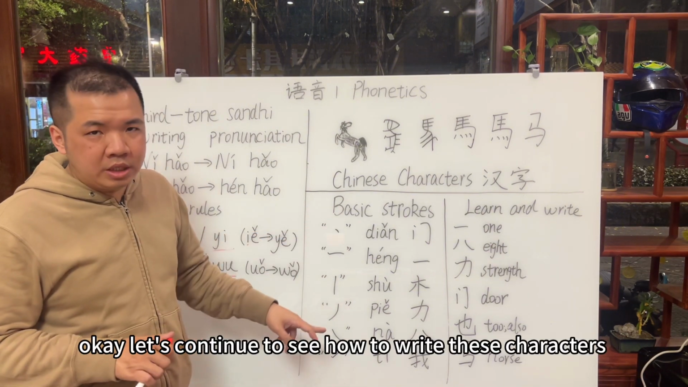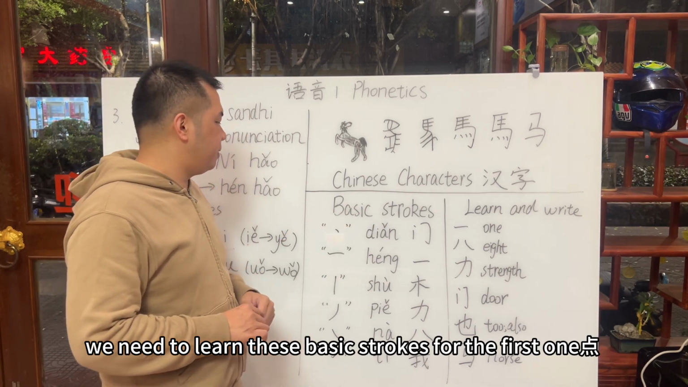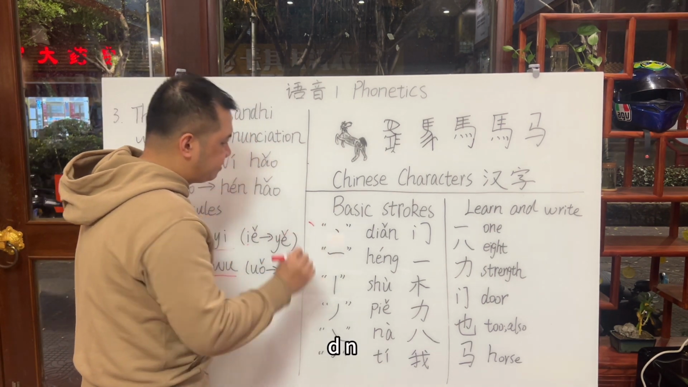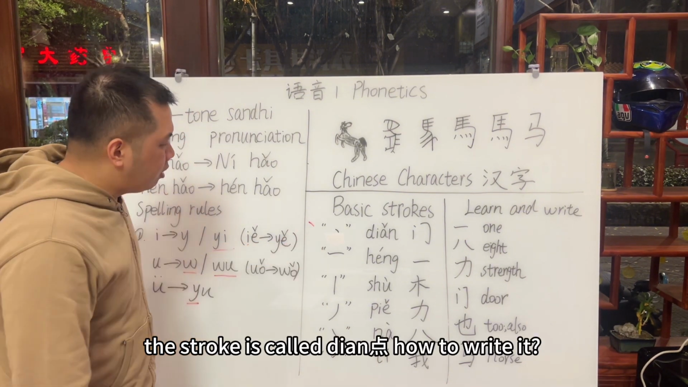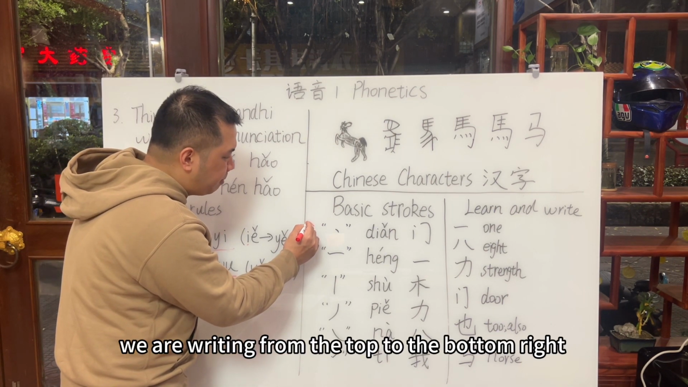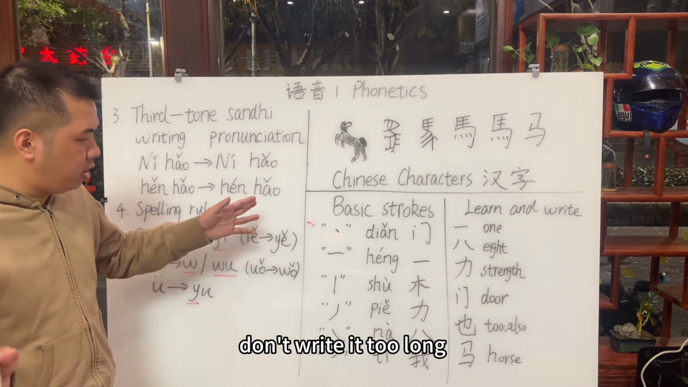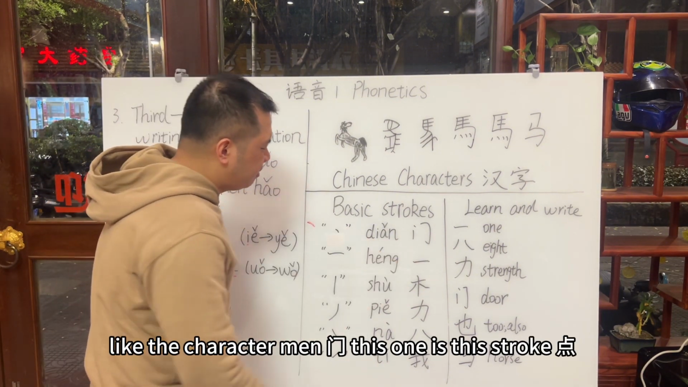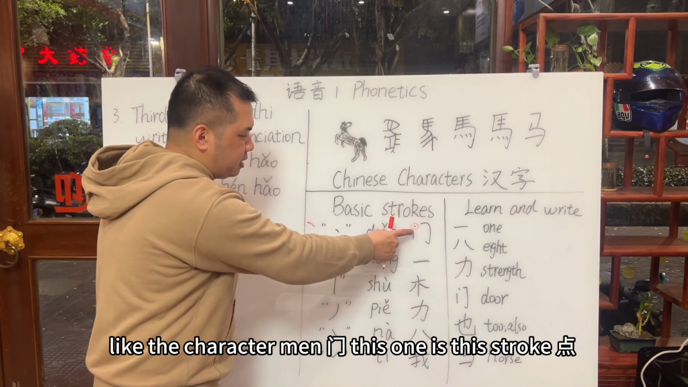Okay, let's continue to see how to write these characters. We need to learn these basic strokes. For the first one, 点. The stroke is called 点. How to write it? We are writing from the top to the bottom right. Don't write it too long. Like the character 门. This stroke is 点.